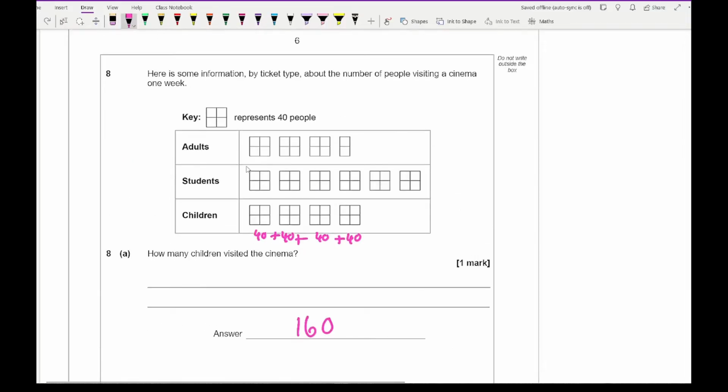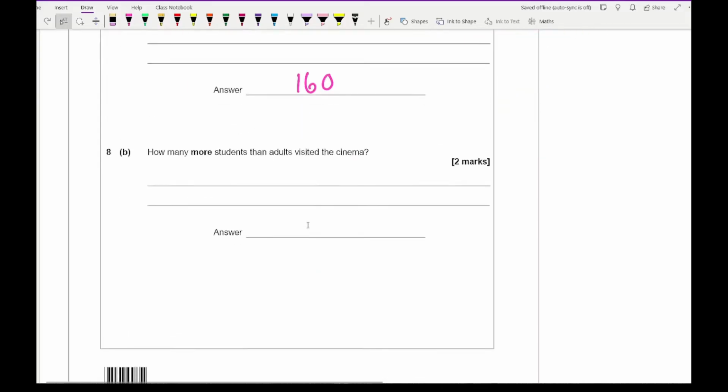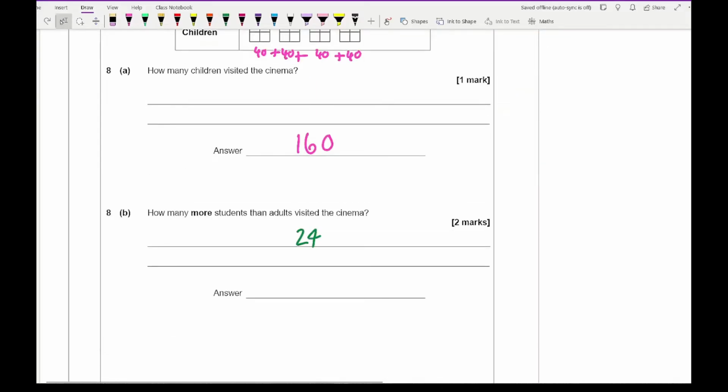In question B, it says how many more students than adults visited the cinema. So what we need to do is actually work out what these totals are. For adults, it's going to be 40 plus 40 plus 40 plus 20, which is 140. And then students, well, that's going to be 40 times 6, which is 240. And then all we then need to do is take away those two numbers. So we've got 240 minus 140, which gives us an answer of 100.